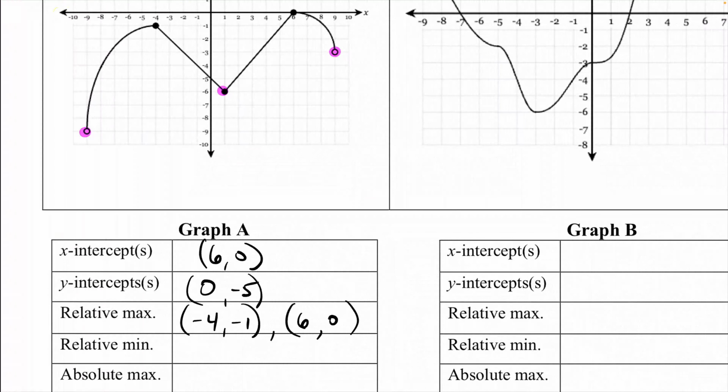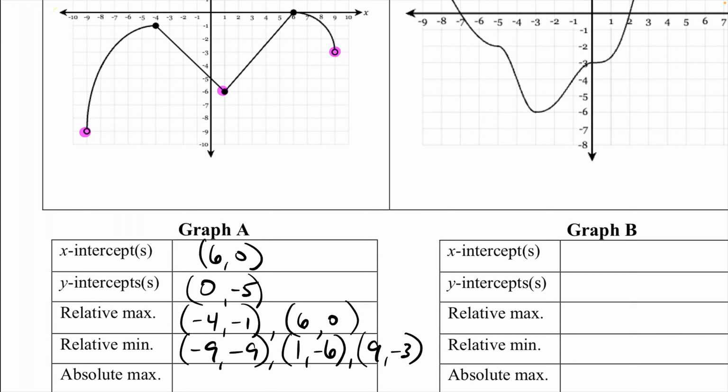So the first one is -9, -9. The second one is 1, -6. And the last one is 9, -3. So there were 3 low points. There were 3 low areas.